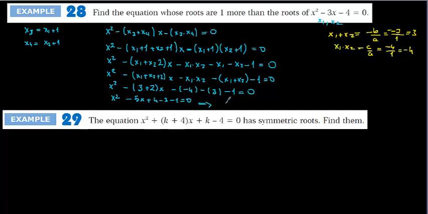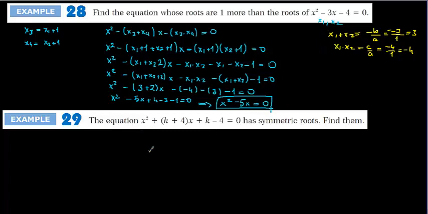This is the last part now. x squared minus 5x, minus 4 plus 3 plus 1, it's equal to 0. So x squared minus 5x plus 0 is equal to 0, but 0 is not written. That's why the equation is x squared minus 5x equals 0, which is the equation whose roots are 1 more than the roots of x squared minus 3x minus 4. This is the last question.